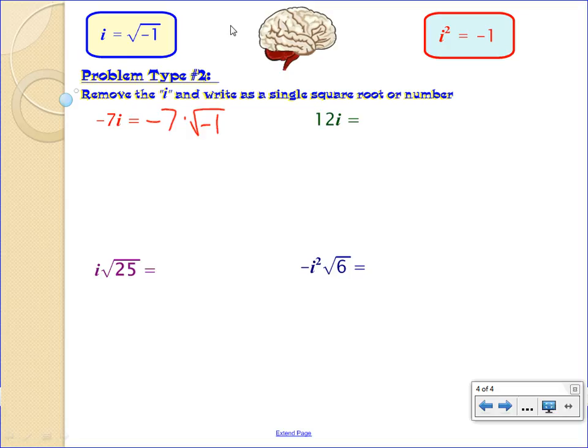Now, the problem is I want to combine this into a single square root or single number. The fact that I've got a square root of -1 means I'm going to need a square root in there, so I can't get a single number. But I can't merge these two things yet, because I can only multiply things that are under square roots together. If both values are under a square root, then I can combine them. Right now, I have a 7 that's outside of the square root, and a square root of -1 that can't come out unless it becomes i. And our goal is to remove the i, so that would be sort of counterproductive.